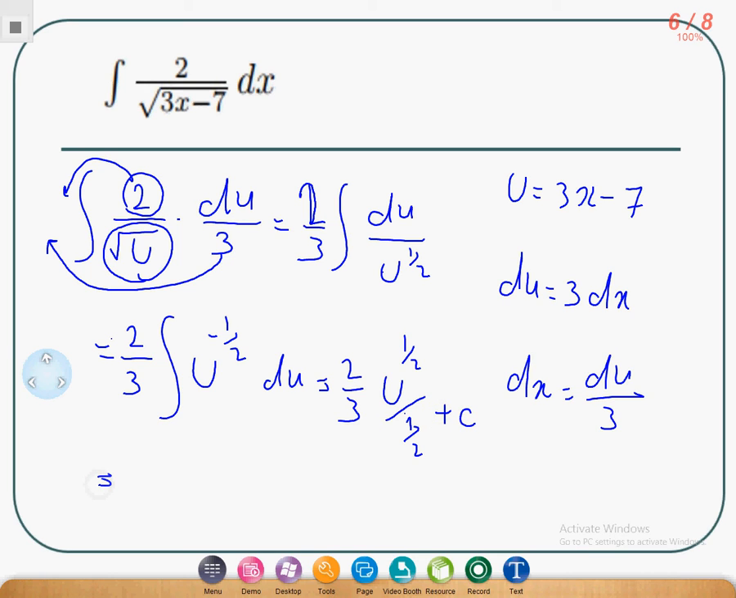Excellent. You have to return it back. But before you return it back, if you can simplify more, simplify. 2 over 3 divided by 1 over 2, you can put it 4 over 3. And you return it back to the original, it will be 3x minus 7 and the power will be half, and plus c. Here there is no denominator, so you can put 1 or no need to put 1, it's up to you.